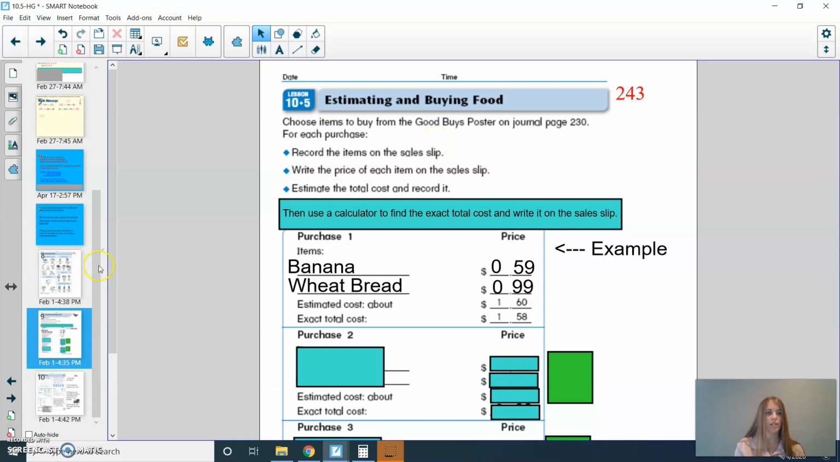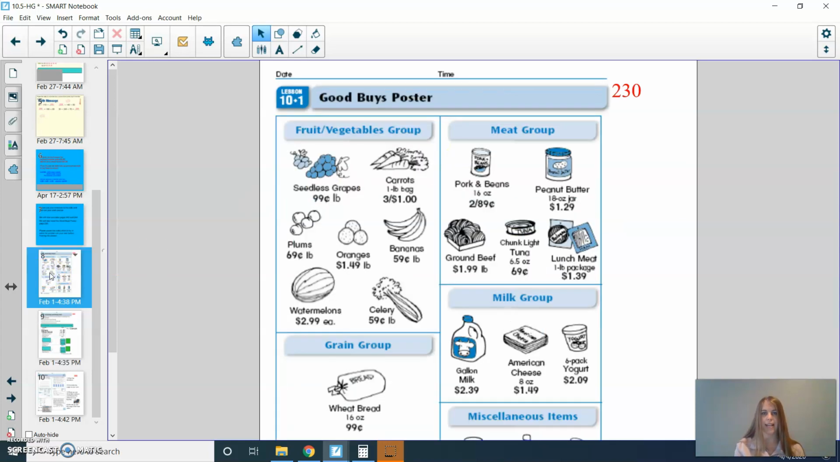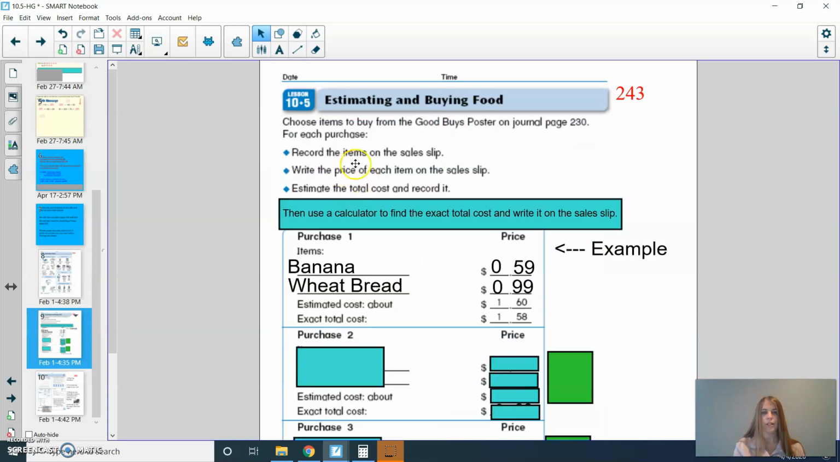It's going to ask me to choose items to buy from the Goodbyes poster, which is journal page 230. This is what that looks like, 230. We're going to record the item on the sales slip, write the price of each item on the sales slip, estimate the total cost, and record it. After, we'll use our calculator to find the exact total cost and write it on the sales slip.